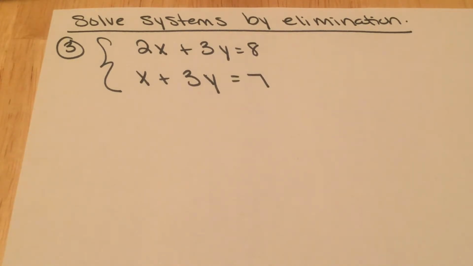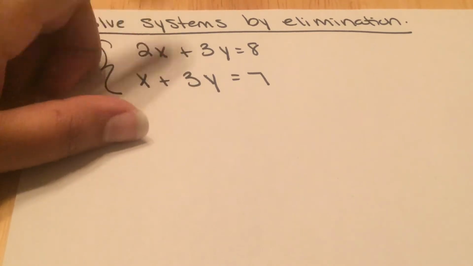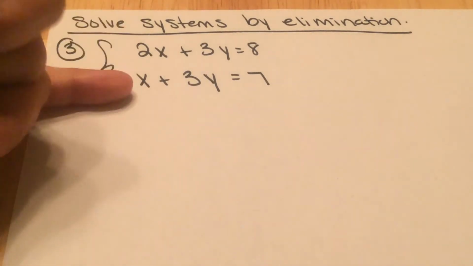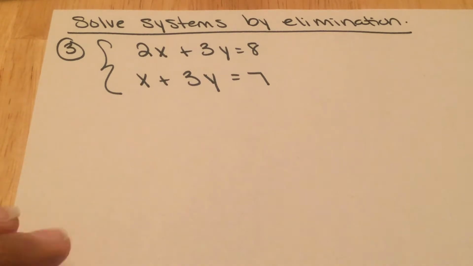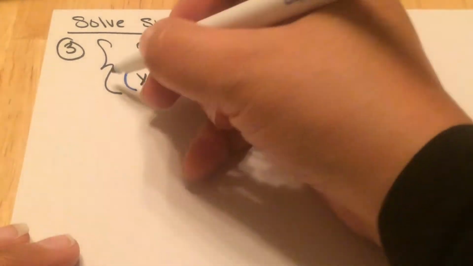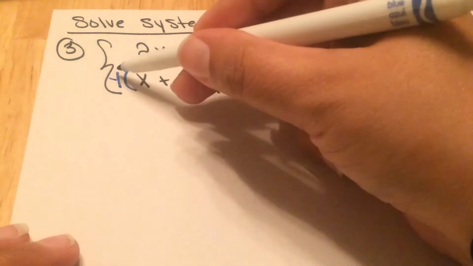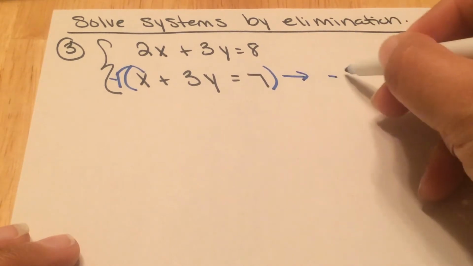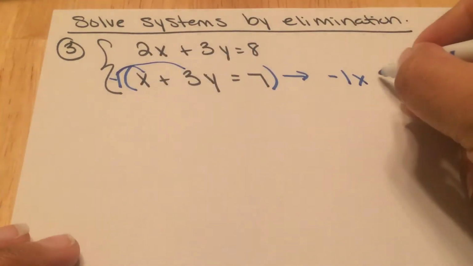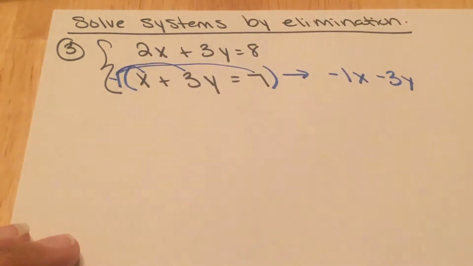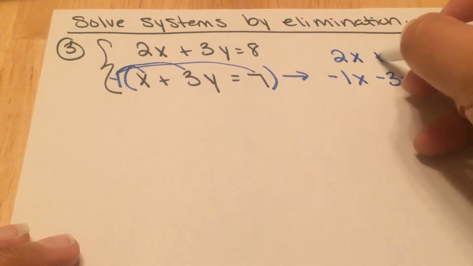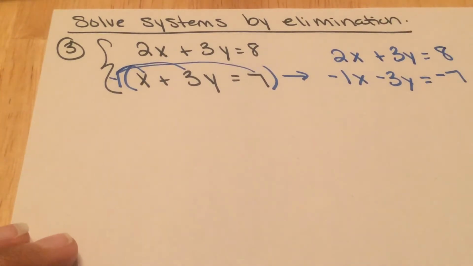To do that, I know I have a positive 3y on both of them. One of them needs to be a negative. So I'm going to have to multiply everything by -1. It's not going to matter which equation we manipulate here, but I'm going to manipulate my bottom equation because that just looks easiest to me. So when I multiply both sides by -1, I end up with -1x minus 3y equal to -7. I'm going to rewrite my top equation even though nothing happened to that. I just want to keep everything nice and aligned.